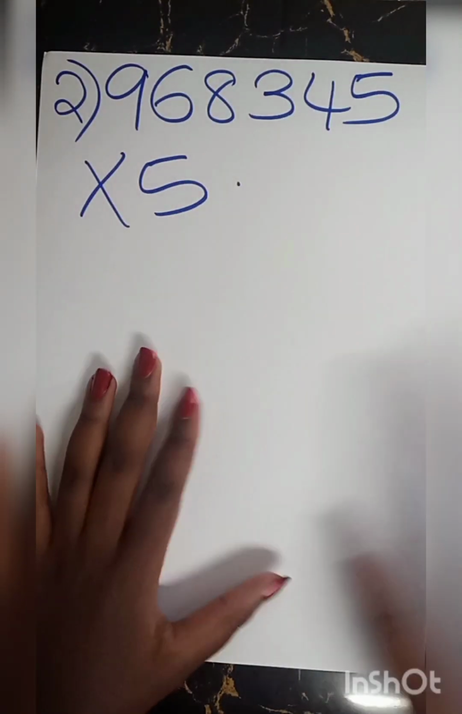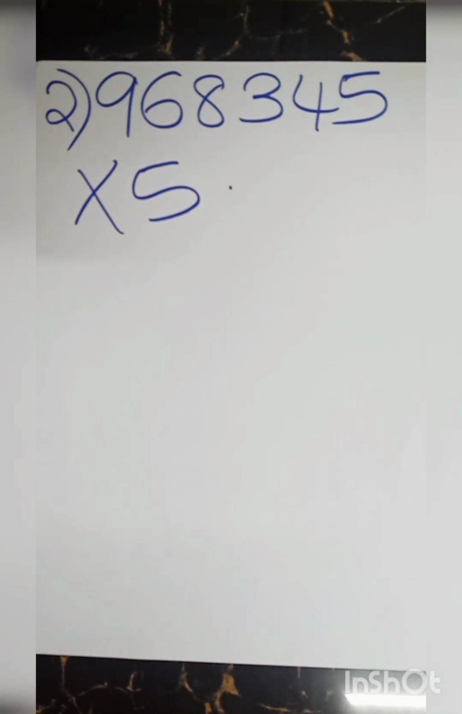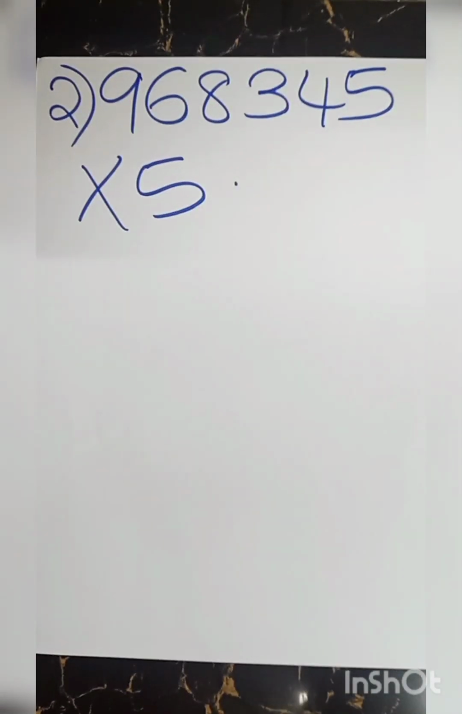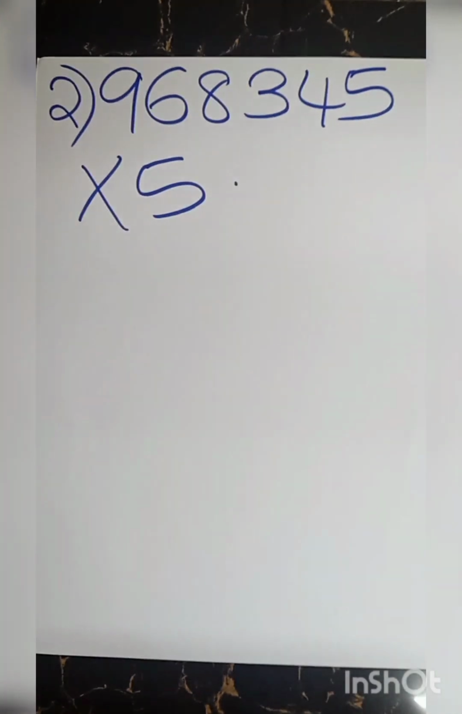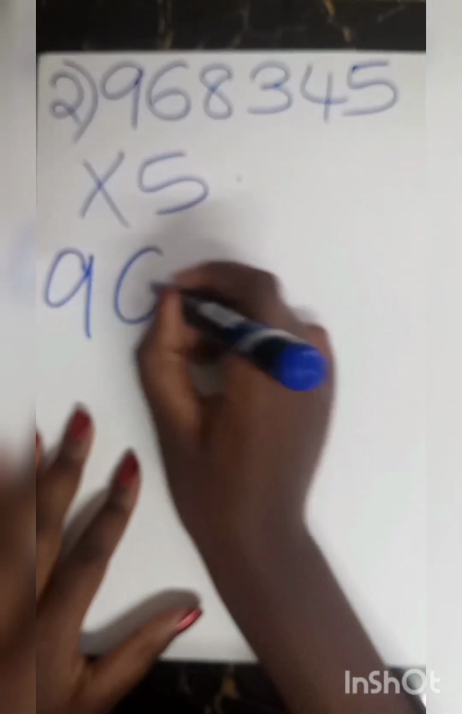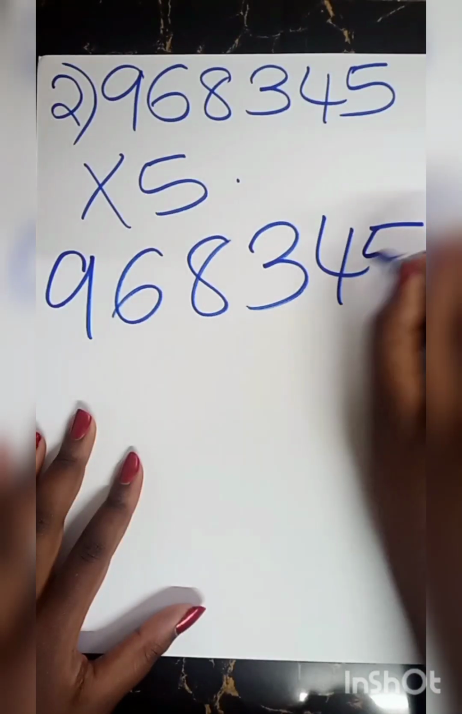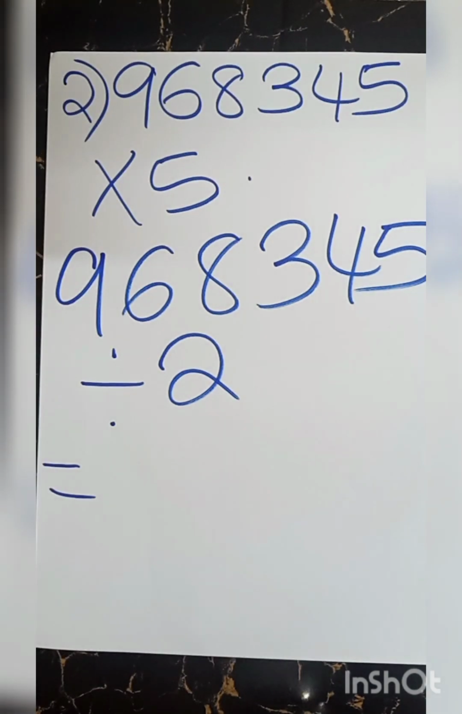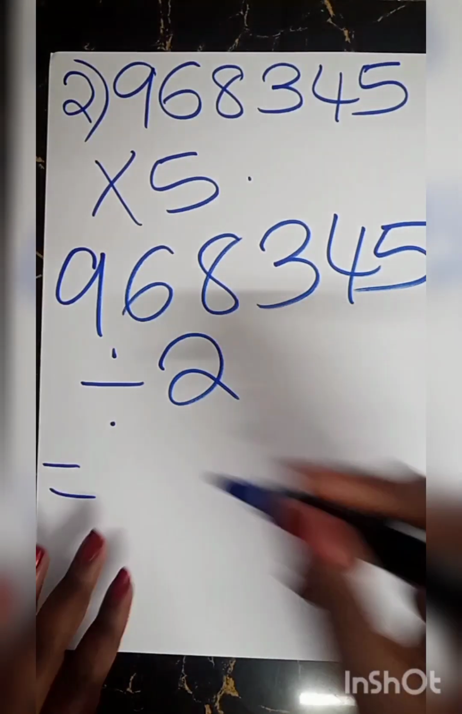The other example that I want us to go through today is this number here. So how do you multiply this number by 5? So the first step, as I started by saying, is to divide this number by 2 and then multiply it by 10, because we've established that 5 can be written as 10 divided by 2. Okay, so let's do that. So when you divide this number by 2, you get this number here.